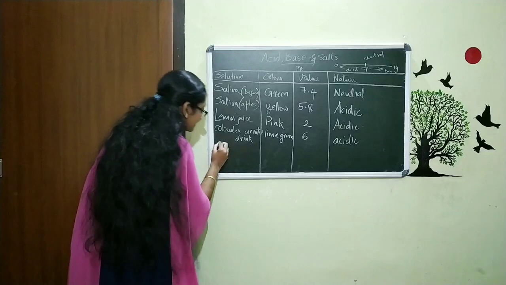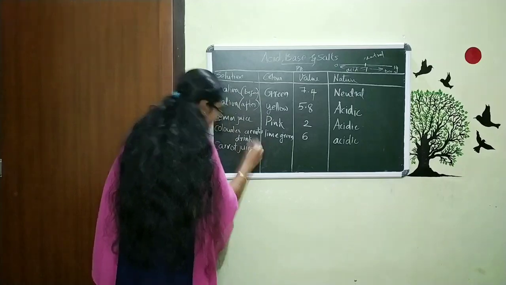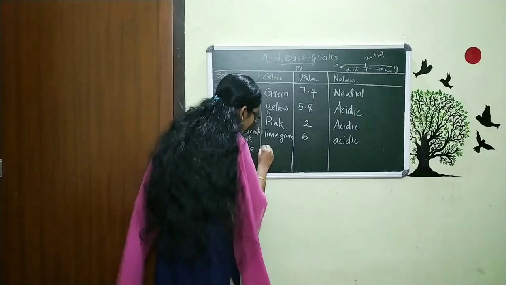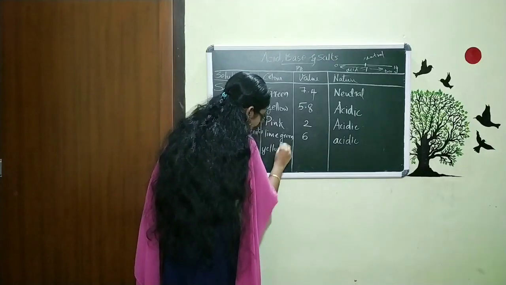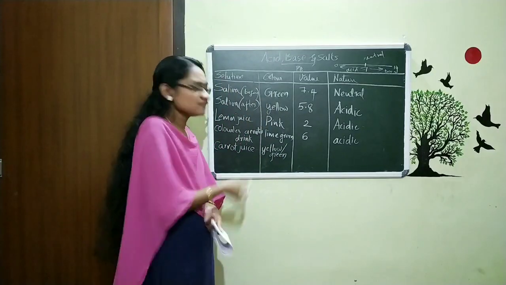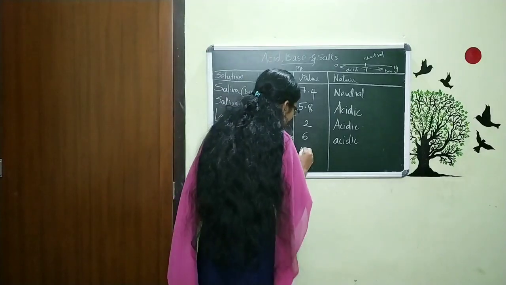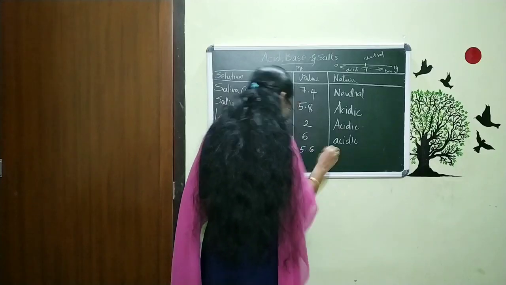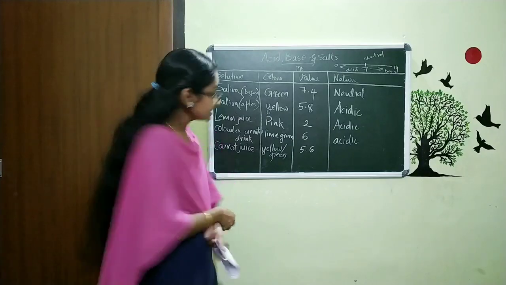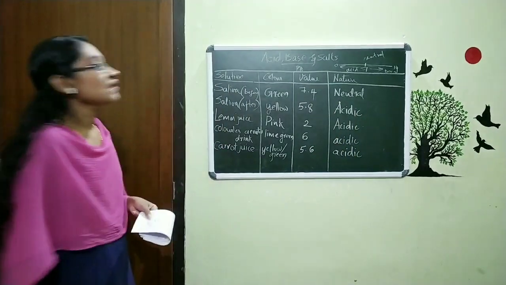The next is carrot juice. For this carrot juice, we get yellow or green. That means for some carrots we get yellow, for some we get green. That is the approximate color change. And here we get the value as about 5.6. 5.6 means it is still in the acidic region. This carrot juice is also acidic.